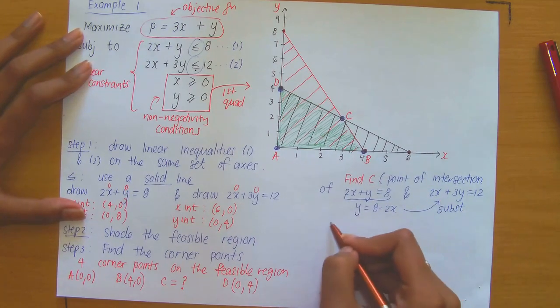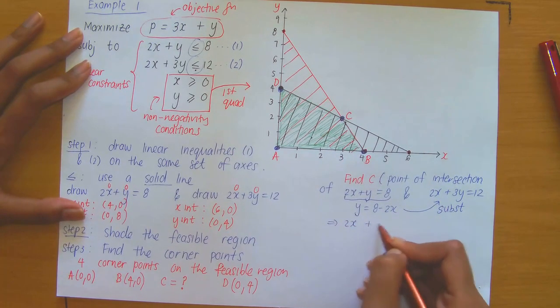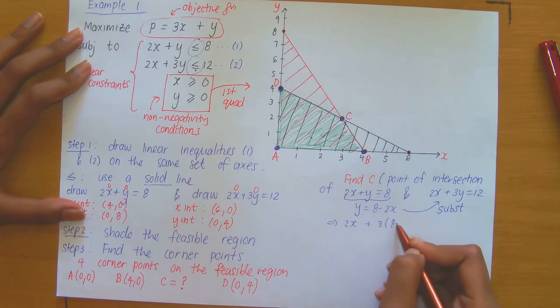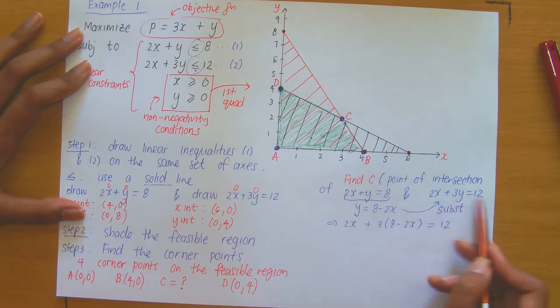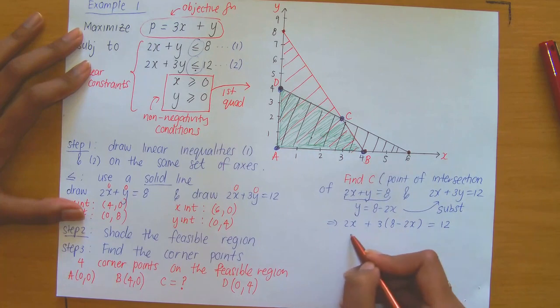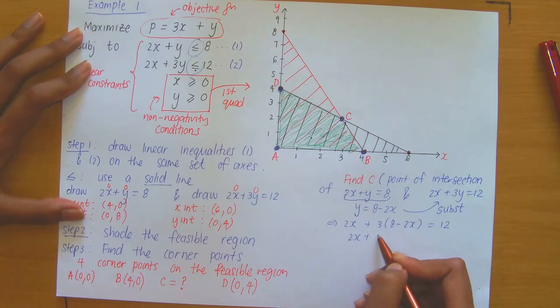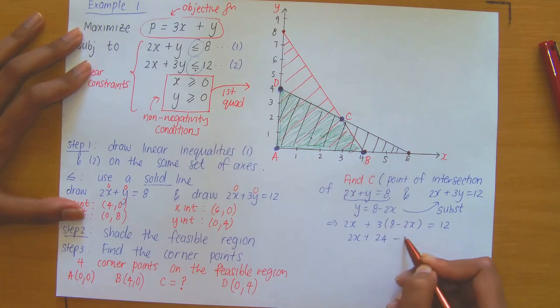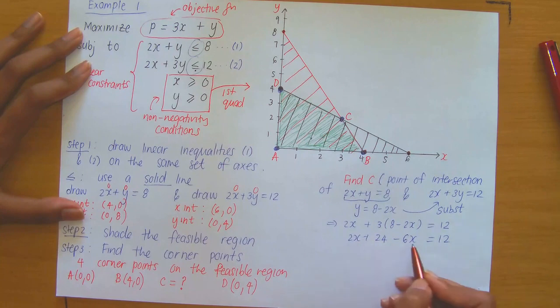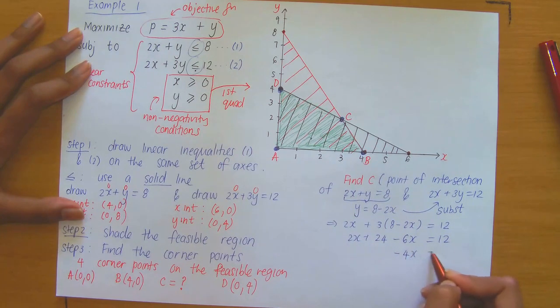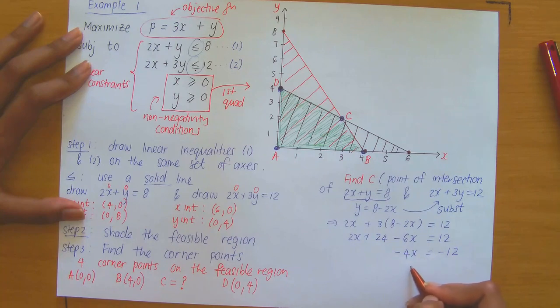Right, so substituting in there, this implies that we have 2x plus 3y, but y is 8 minus 2x, equals 12. Right, so I've taken this and substituted it in there. Let's now simplify. I have 2x plus 3 times 8, which is 24, plus 3 times minus 2x, which is minus 6x, equals 12. Simplifying again, 2x minus 6x is minus 4x. Taking the constants onto the right hand side, I get 12 minus 24, which is minus 12. So minus 4x equals minus 12 implies that x equals 3.